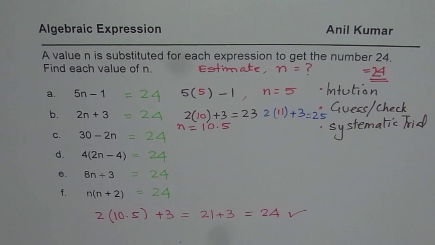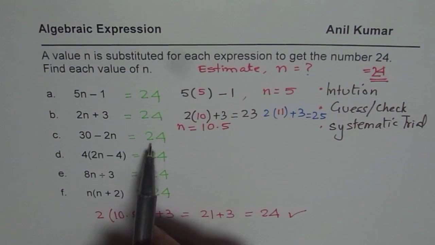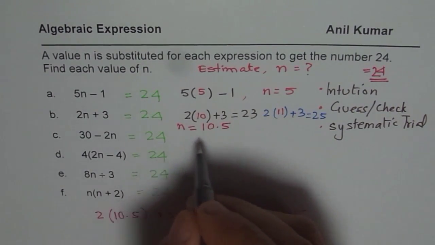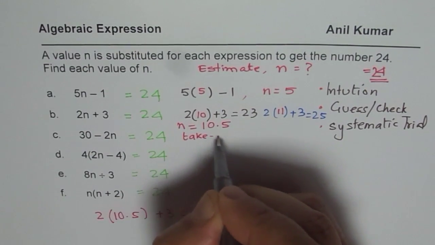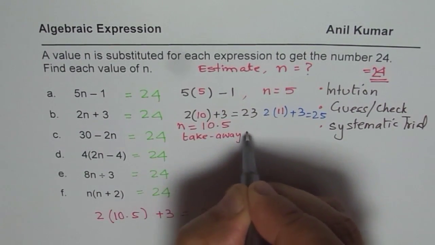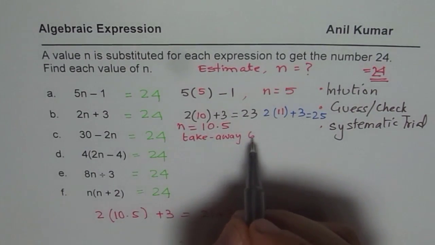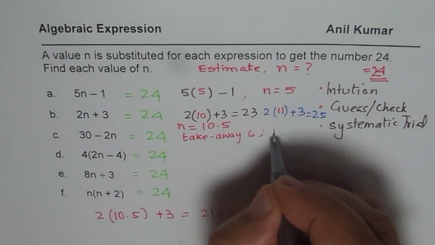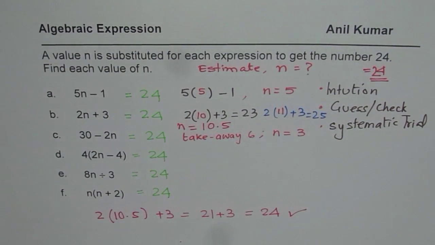Okay, the next one here is 30 take away twice a number is 24. Now how do you get 24 from 30? So that means we have to take away 6. So our thinking is take away 6. Now twice that number is 6, that means n should be equal to half of 6, and that is 3. Do you get the idea?